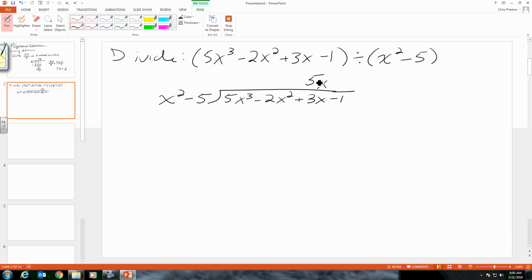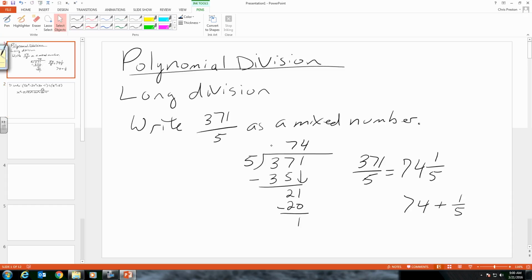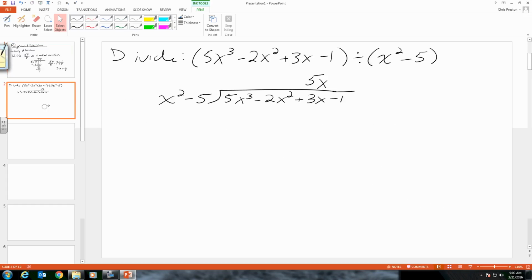So now what we're going to do is, just like in the previous example where we took 7 times 5 and got 35, you took the number up there times the divisor and you got this product here. That's what I'm going to do here. I'm going to take 5x times the whole x squared minus 5. Now notice, even though I was only trying to make the fronts match, I still got to work with everybody.